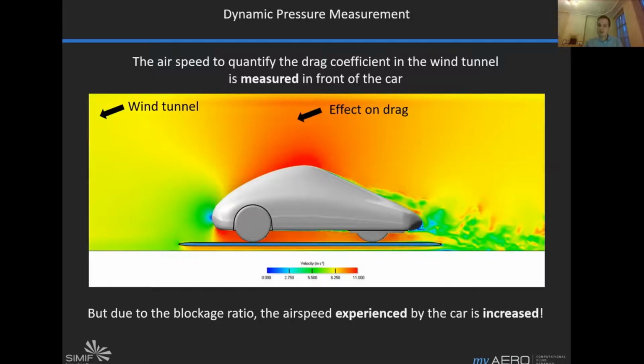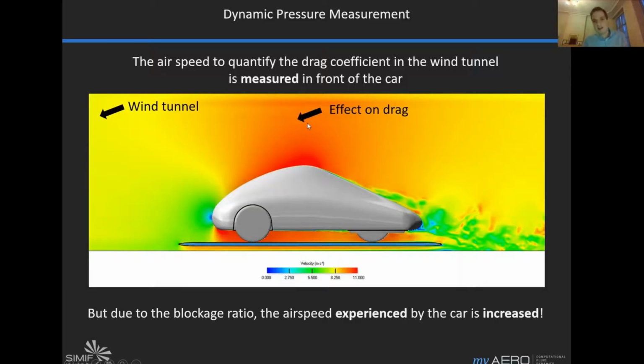One of the most striking things from this simulation was to look at the airspeed, because the airspeed measured in the wind tunnel is measured up right here, and then that airspeed, that dynamic pressure, is used to quantify the drag coefficient, so it's measured in front of the car.